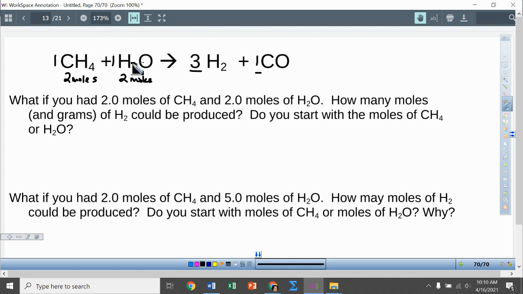Now, in previous problems, we've started with grams of this or grams of that, and we've been told, oh, you've got plenty of the other, excess of the other. How much hydrogen could you make? Well, here what we have to consider is, which one's going to run out first? Because that's the one I'm going to use to find my product.